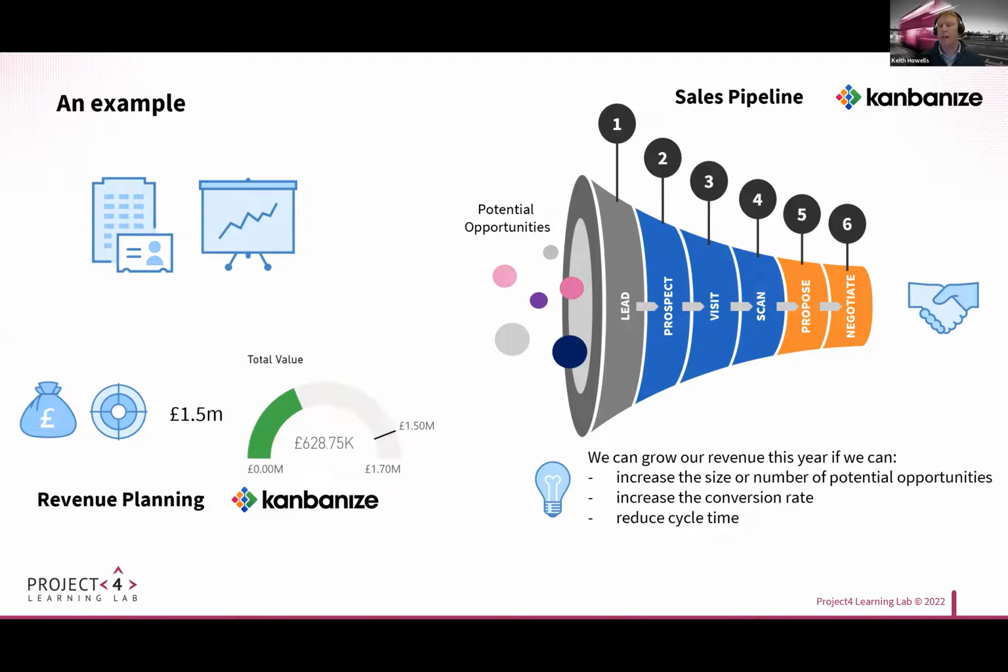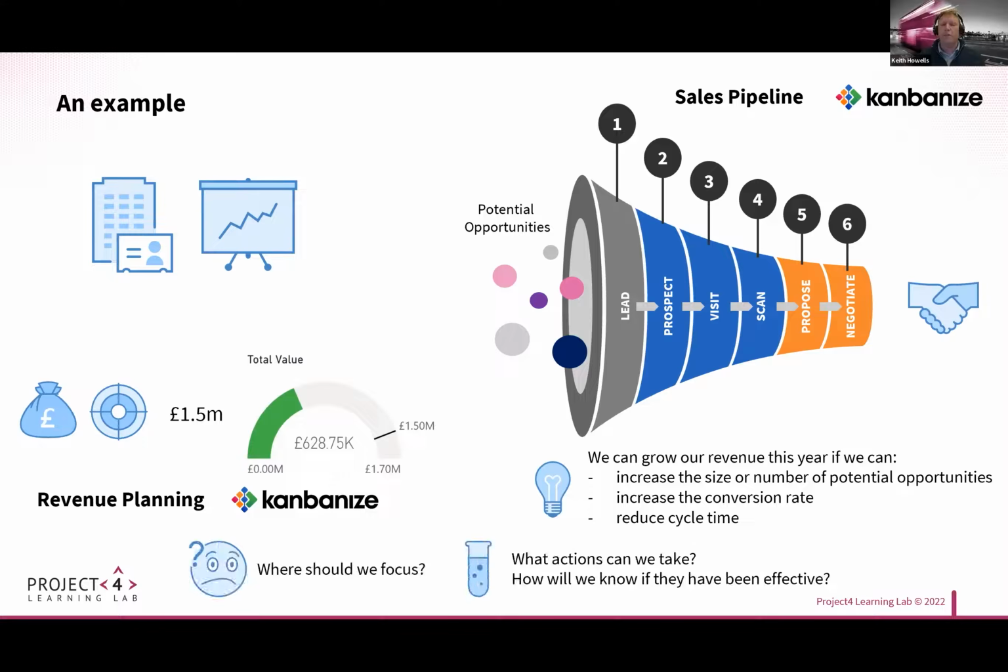And the question becomes, how do you decide? And many businesses would say, well, this year we're going to focus on increasing our marketing activity and targeting this sector. But that doesn't work when organizations are seeking to be more agile and more responsive. The feedback loop isn't fast enough. So they were asking, where is it that we should focus? What actions can we take? And how will we know if they've been effective?